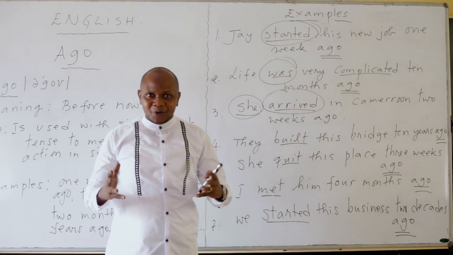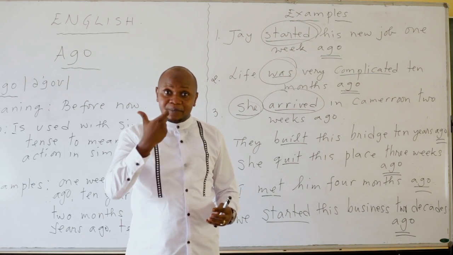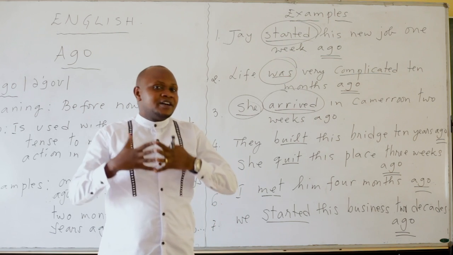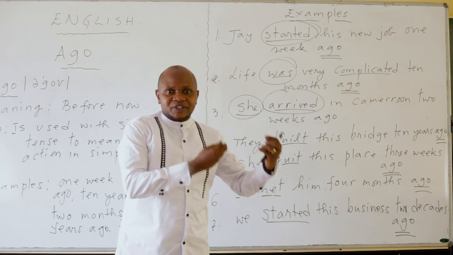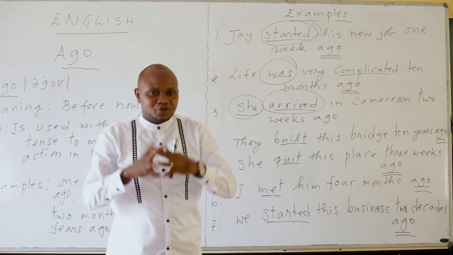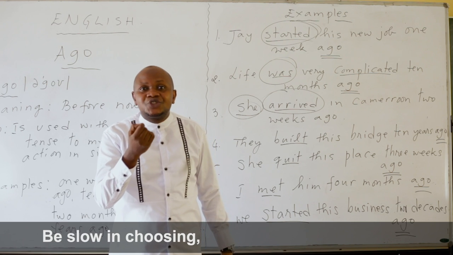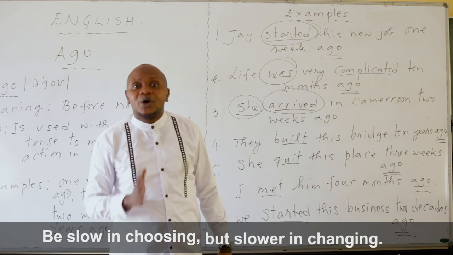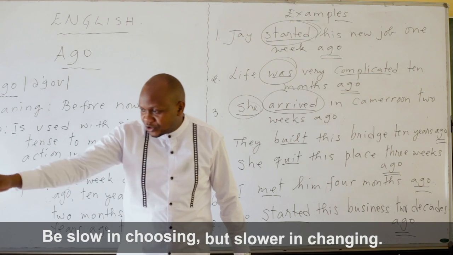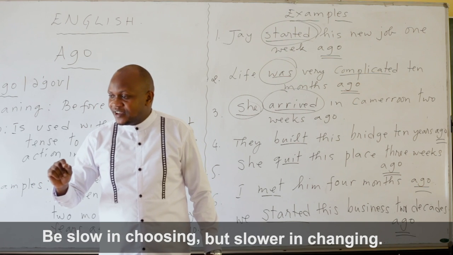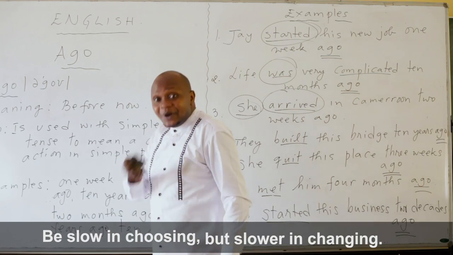Very nice. Now, this is the right time for us to get a kind of proverb. This is a proverb that we are going to teach you. In English we say, be slow in choosing, but slower in changing. What is that? Okay, my student is going to give me that duster. Can you give me the duster? Yes, now he understands the word duster.